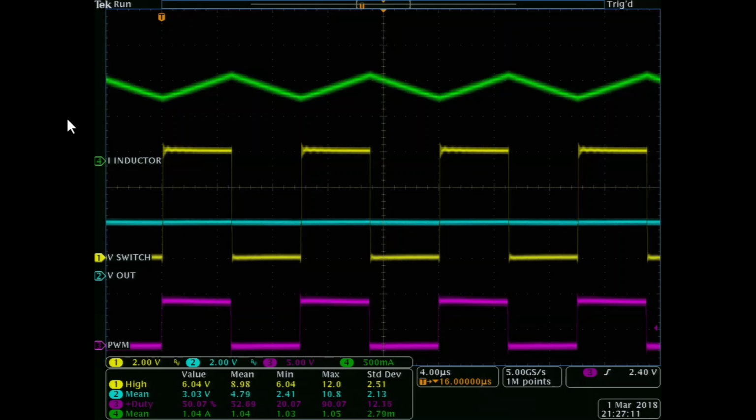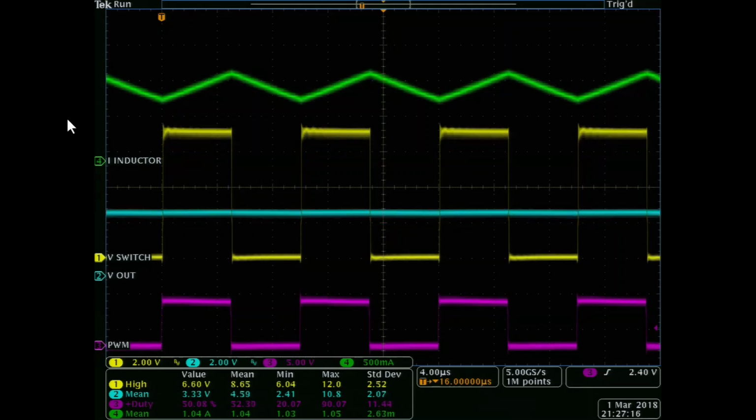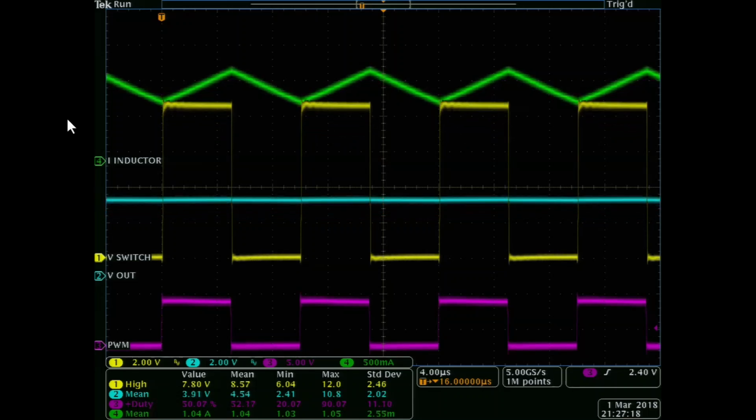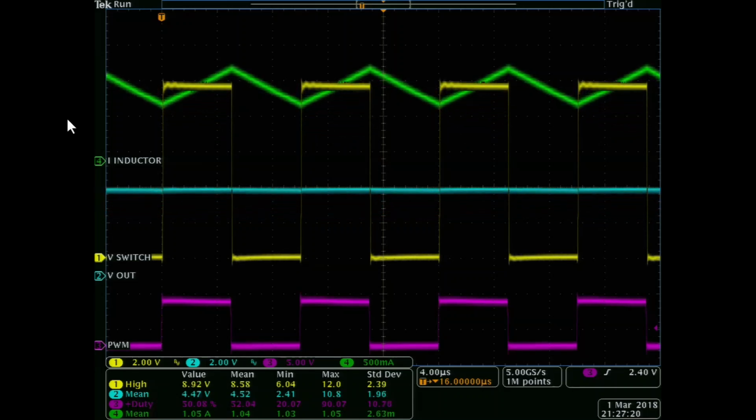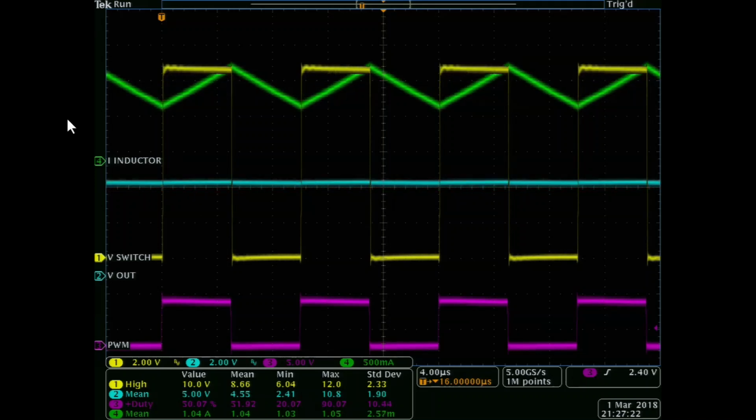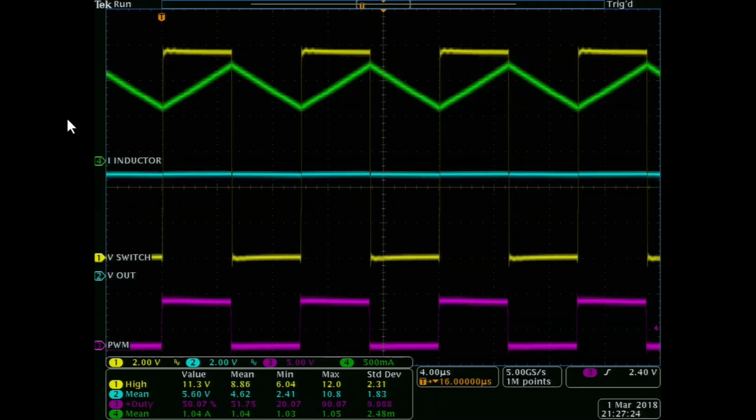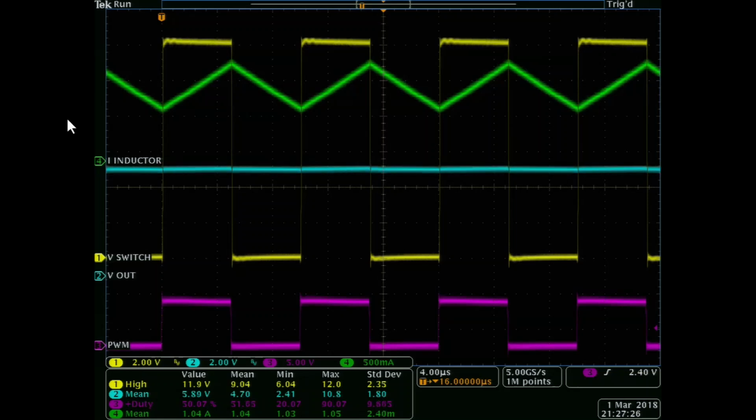So here we got 50% duty cycle, 6 volts in and about 3 volts out. Increasing the input voltage, we're still keeping that constant 50% duty cycle. We get back to 12 volts in and we have about 6 volts out.